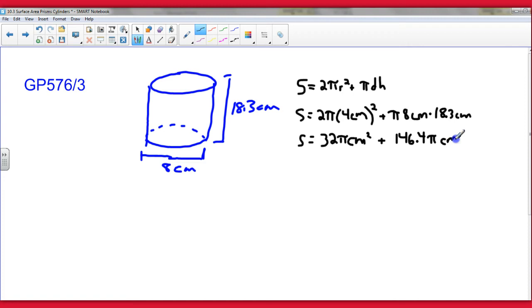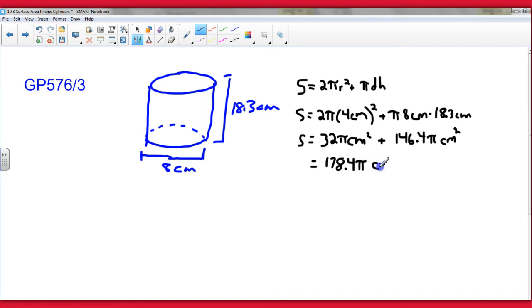Now, we could right now multiply each of these terms by pi, right? 3.14 times this and 3.14 times that. This is kind of a little shortcut. Because they're both in terms of pi, I have 32 pi's here and 146.4 pi's here. So I simply could just add the two together, and that would give us 178.4 pi's. Isn't that cool? So by just adding them, now I only need to multiply by pi one time.